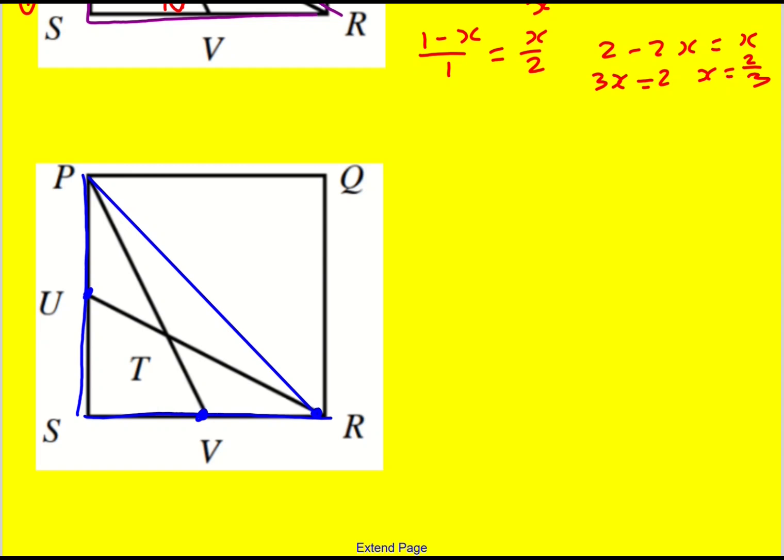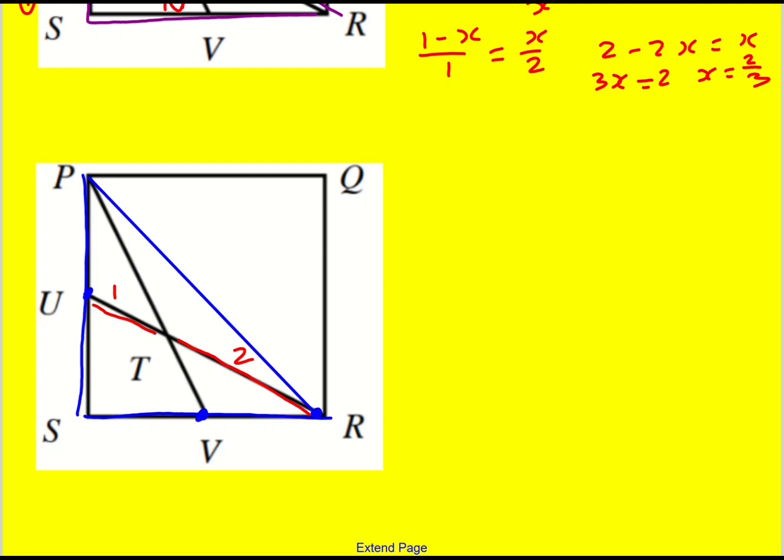And there's a little fact that I'm not going to prove here. I've proven it in a different video. I think it was a paper 2007 or 2008. Have a look up about it. But basically, the medians divide each other into the ratio 1 to 2 or 2 to 1. So this here is worth 1 part, and this would be worth 2.